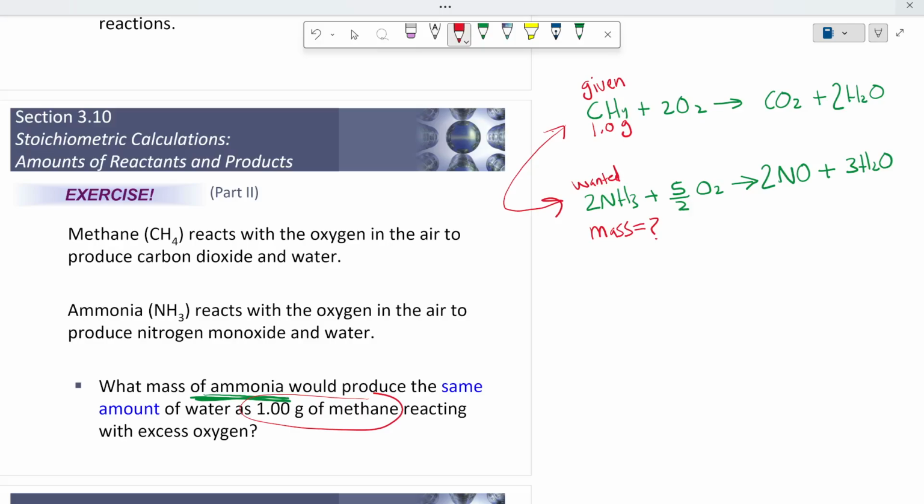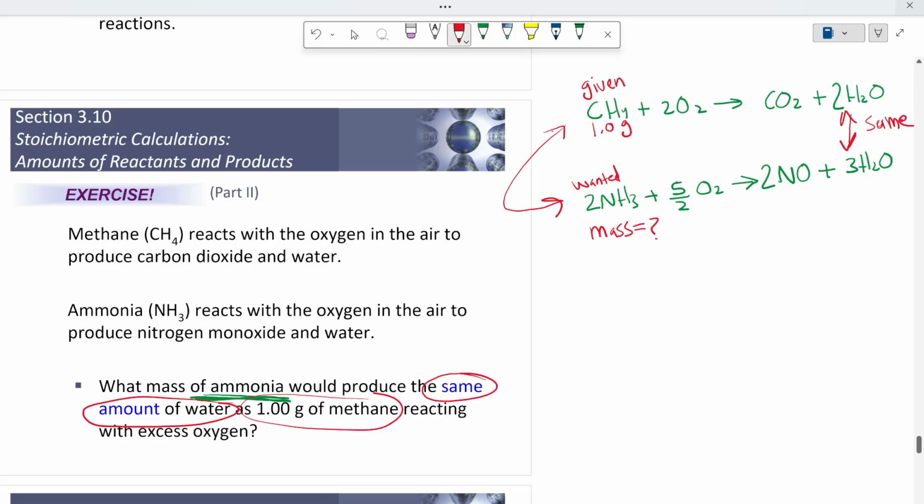The question must give us a common factor, a common piece of information between the two equations. Read again. What mass of ammonia would you produce? Here it's written in blue, the same amount of water. So according to this assumption, the amount of water in the first equation equals the amount of water in the second equation. These have the same amounts according to the question.